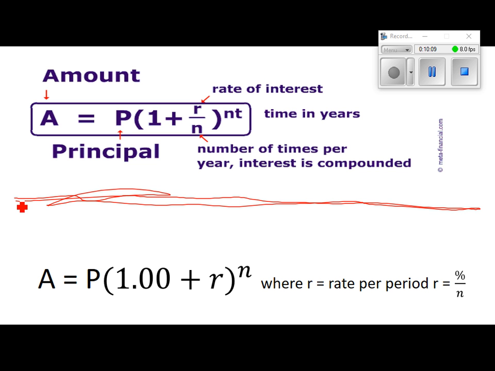About the bottom. Is the T, does that mean time in years? The T is time in years. What does the N mean? The N is still the number of times. The same thing? Yep. Okay.